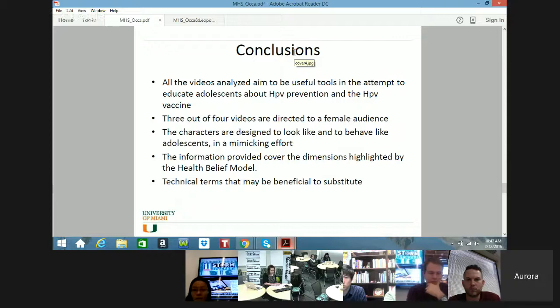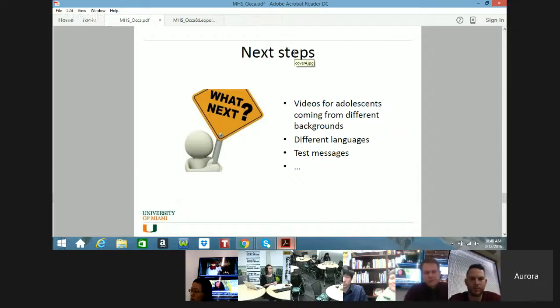The characters were designed to look like adolescents, and it was good to notice that, as this could help adolescents break the barriers that may be associated with talking about this topic. It was also positive to notice that all the videos were providing exhaustive information about both HPV and HPV prevention. Sometimes they used technical terms, and it may be beneficial to substitute those. So for the next steps, it will also be possible to test other messages. This was just a description of what's available on YouTube, but it would be interesting to retrieve more data or to develop future interventions, really testing these messages and seeing what works best with this audience.